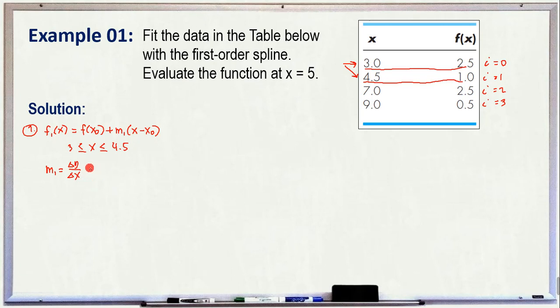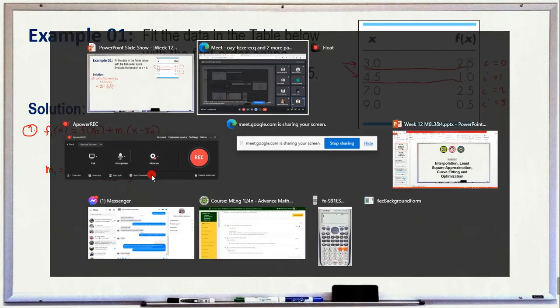So our change in y there is equal to 1 minus 2.5, which is the y value, and the x value is 4.5 minus 3. So what is your answer? In your calculation, what is your answer?